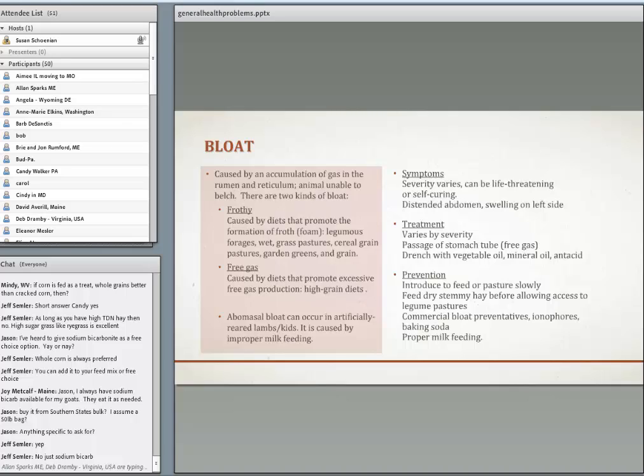You have to be careful thinking that sheep and goats die of bloat, because to some degree, particularly with certain diseases, they will appear bloated when they die.